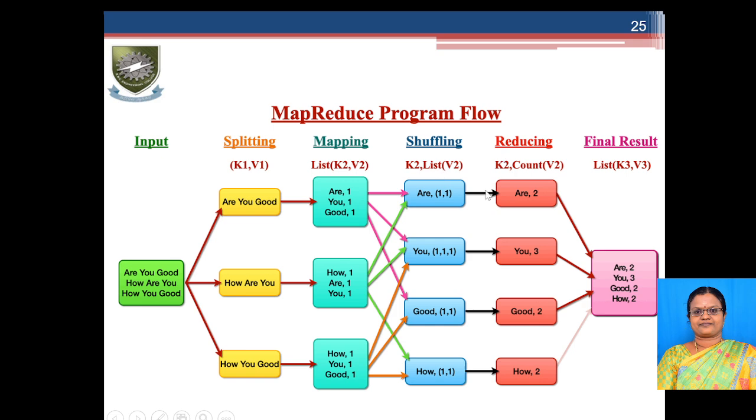Now this shuffling has to be reduced, which we call reducing. So I have to add all these numbers. R is repeating 2 times in these 3 statements, so R is 2, U is 3, good is 2, and how is 2. So all these are being reduced now. The shuffling part is reduced, and the final result we get is how many times words are repeated. That is called the map reduce format.